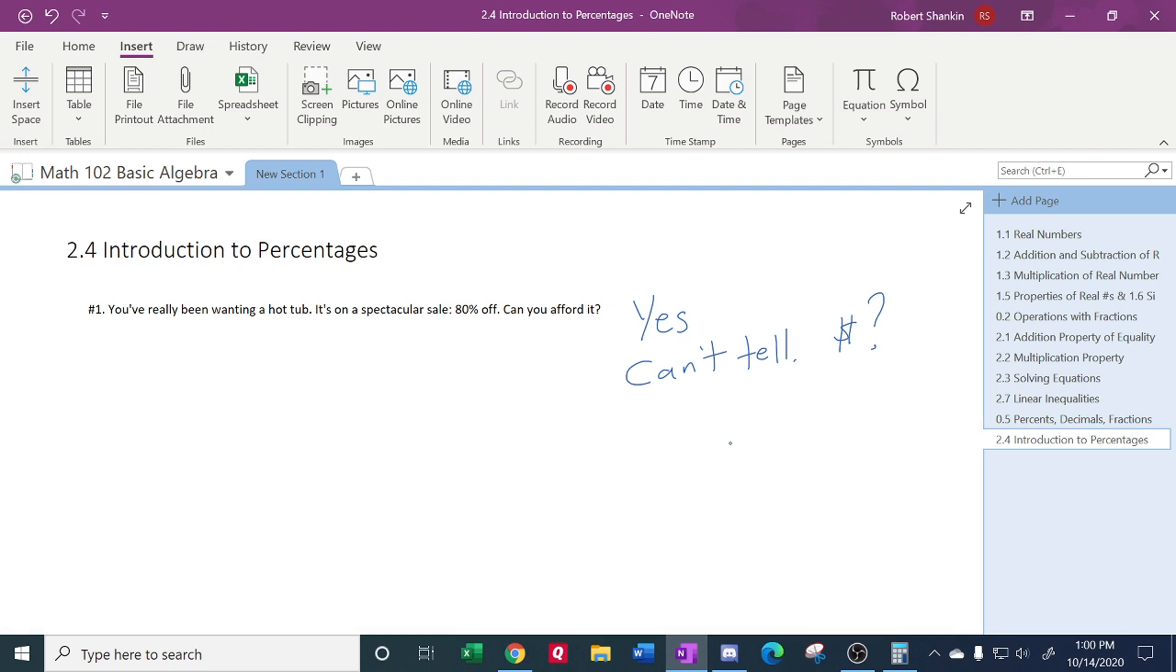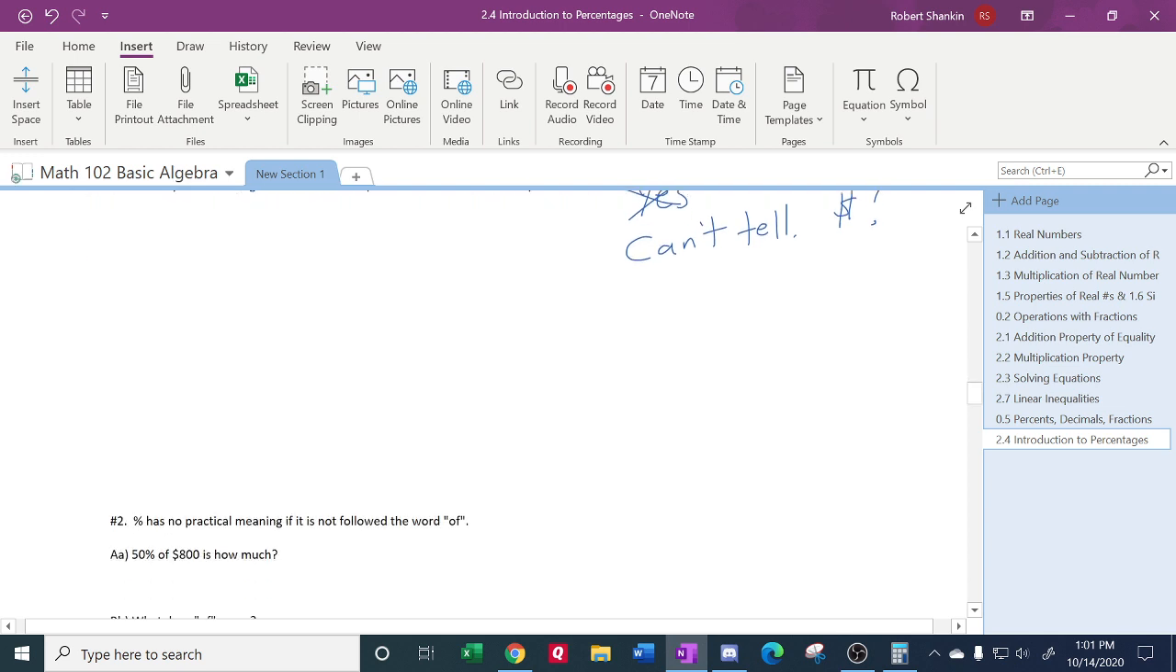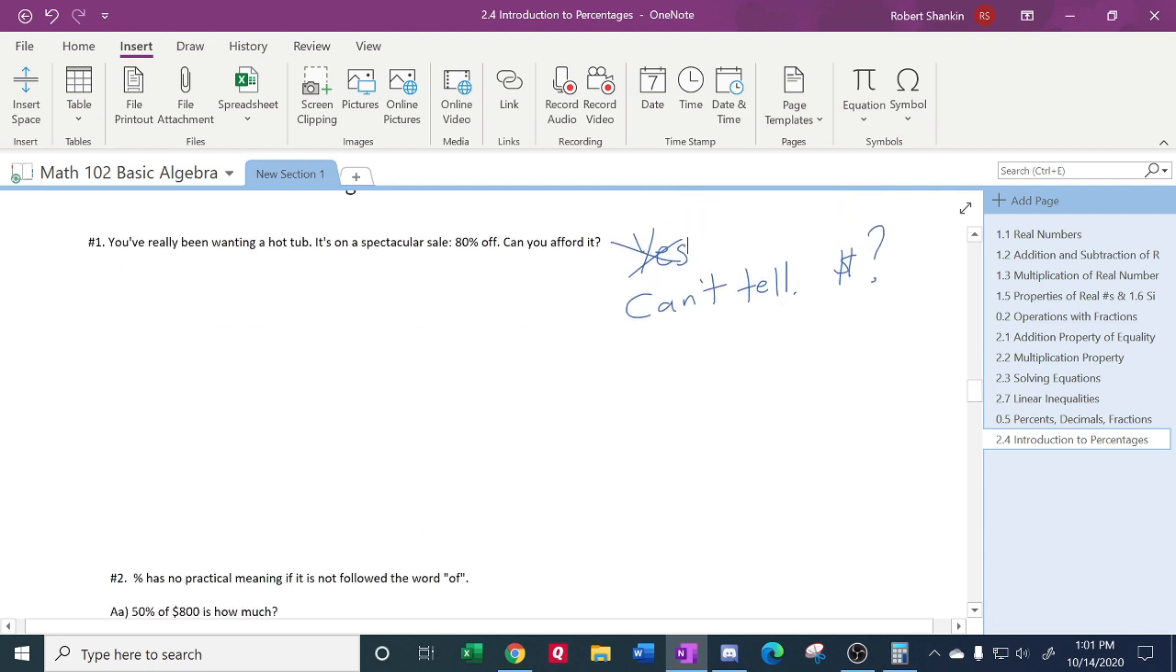I'm going to need particulars on this. All right. Now, it could be that this is an extremely high-end hot tub. Not your usual $10,000 hot tub, but a $100,000 hot tub. And 80% off is still $20,000. So it could still be well beyond your budget. My initial reaction would have been yes too, because 80% off. But when we look at it in detail, we really can't tell.